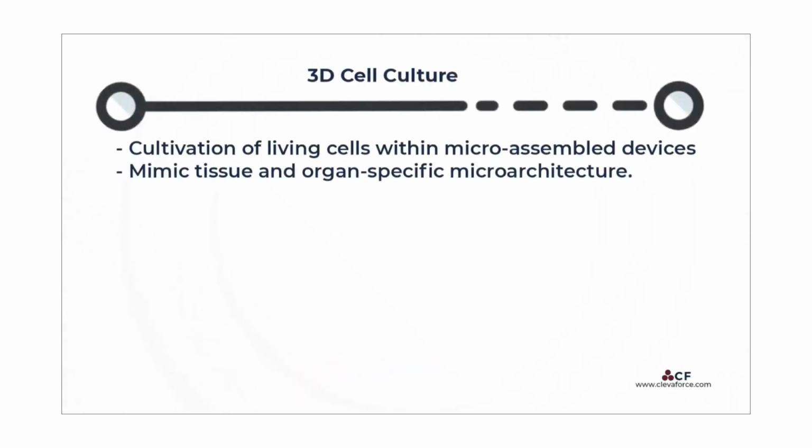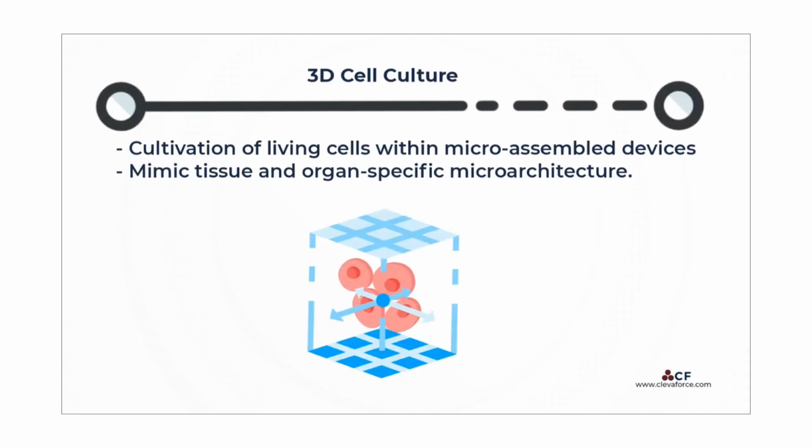Three-dimensional 3D cell culture is defined as the cultivation of living cells within microassembled devices and supports with three-dimensional structures that mimic tissue and organ-specific microarchitecture. Cells naturally grow, mature, and differentiate in a three-dimensional environment, just as they would in vivo. The use of 3D culture is an accurate method of replicating this process in vitro.